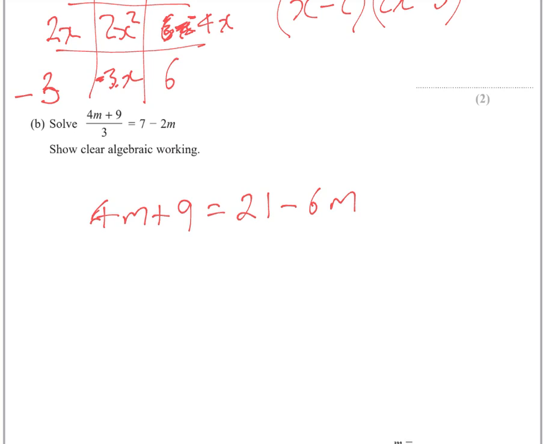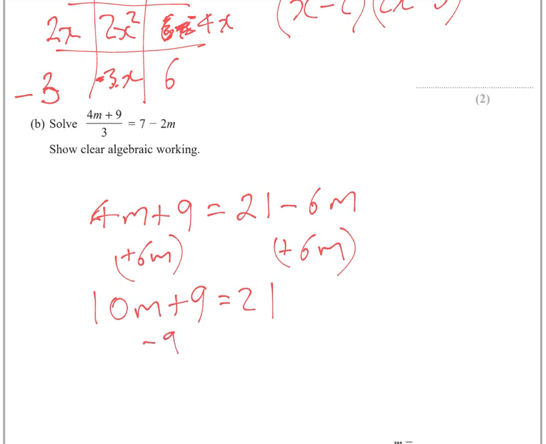Okay, then I want to get the m's on both sides, so I'm going to add 6m to both sides, so I get 10m plus 9 equals 21. Minus 9 from both sides, I get 10m equals 12, divide by 10, m equals 1.2.